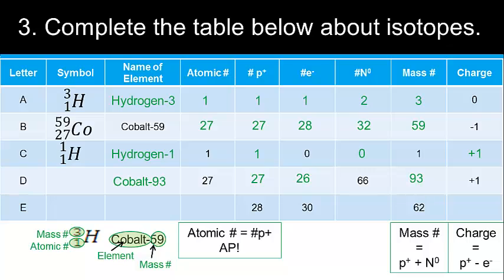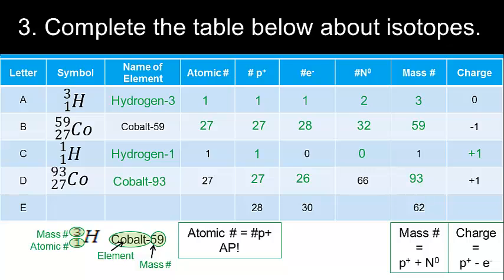So I can look this up on the table of elements, and I see that atomic number 27 corresponds to cobalt. The 93 is the mass number, protons plus neutrons. And to write the symbol, cobalt is Co. The atomic number is still 27. That's always true for cobalt. If it didn't have 27 protons, it wouldn't be cobalt. It would be something else. And 93 is the mass number, so that goes on top.